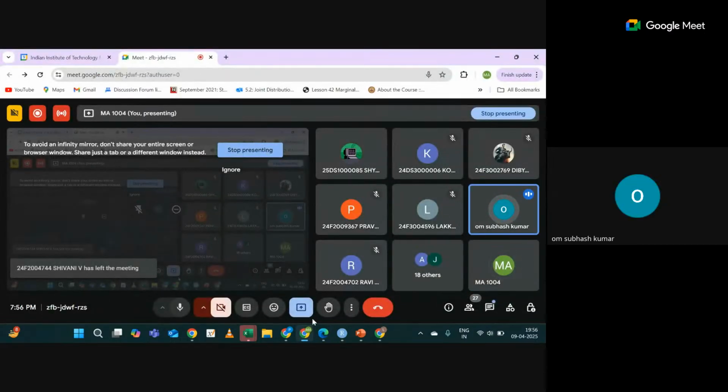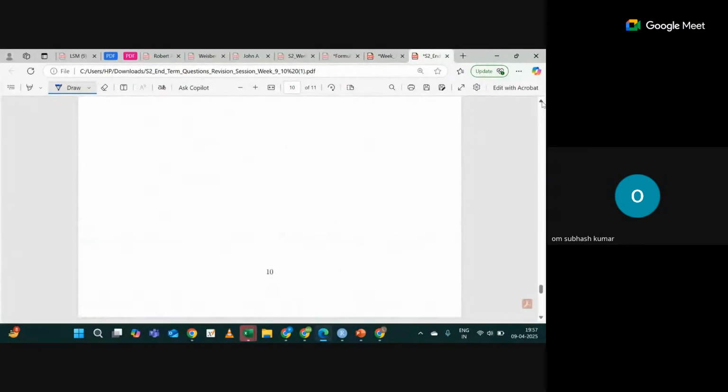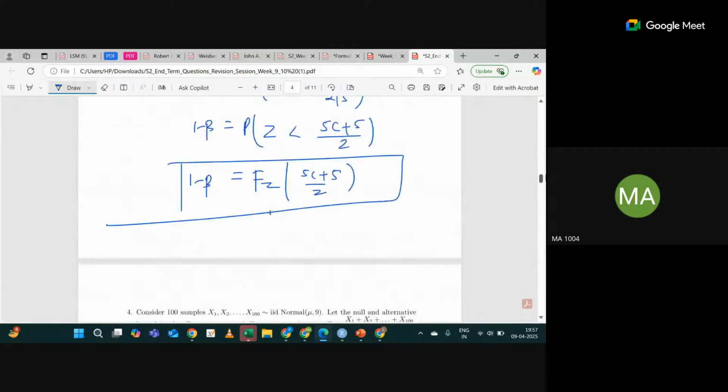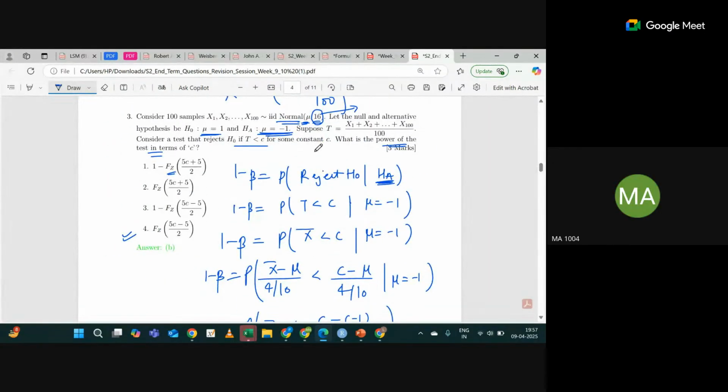Here is one question. When we calculate the power, 1 minus beta, in this option we are not doing it that way. Suppose in my mind I thought beta equals 1 minus F of z. Can we calculate like this? Yes, you can. That's not a problem. You can.